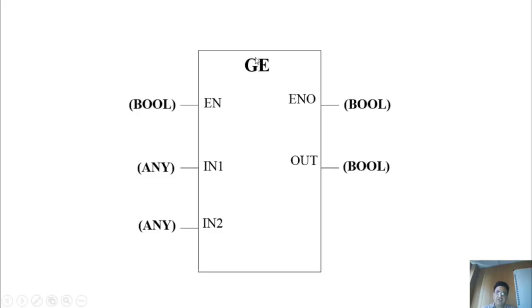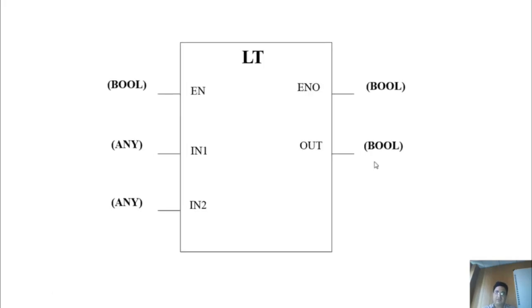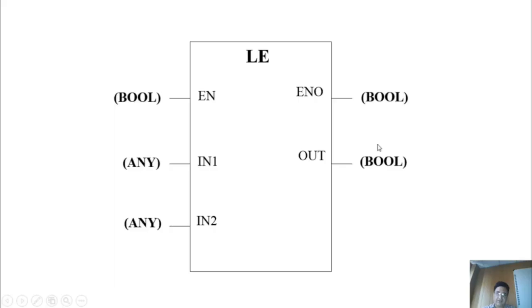Alright, the next function is GE, or greater than or equal to. We say if our first data is greater than or equal to our second data, the output will be 1. Otherwise, the output will be 0. The next one is LT, which means less than. If our first data is less than the second data, our output will be 1. Otherwise, the output will be 0.